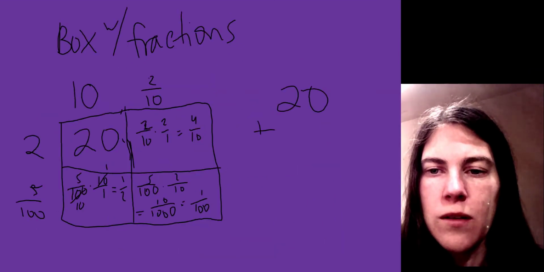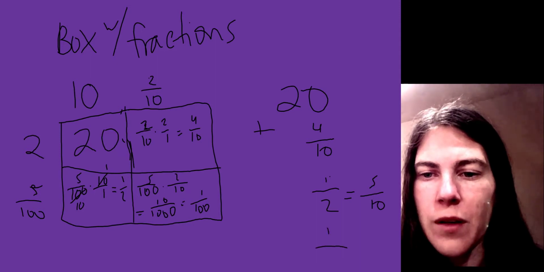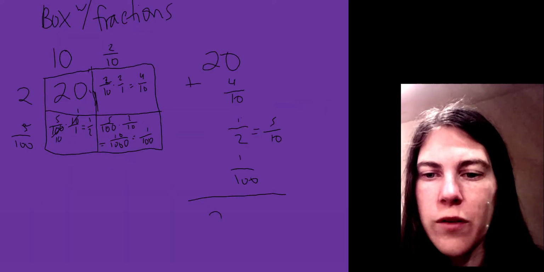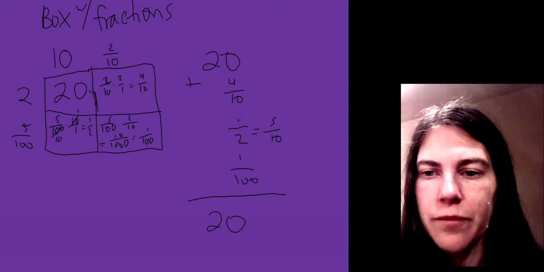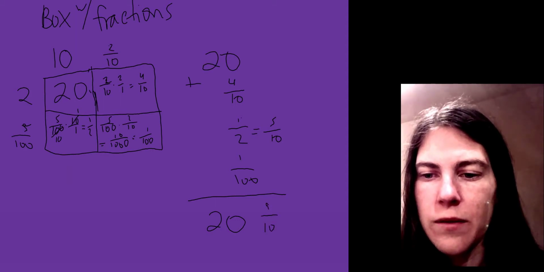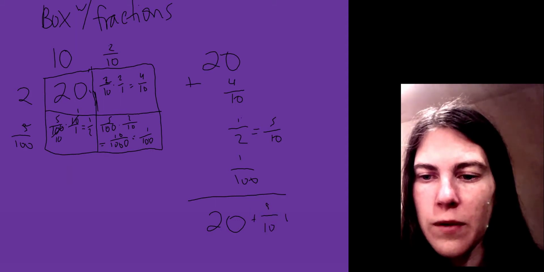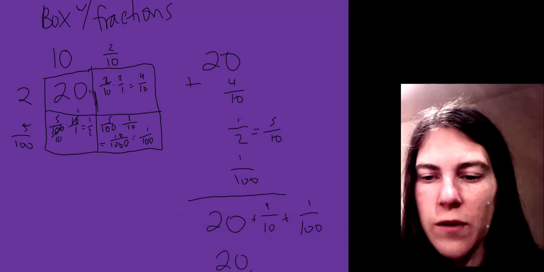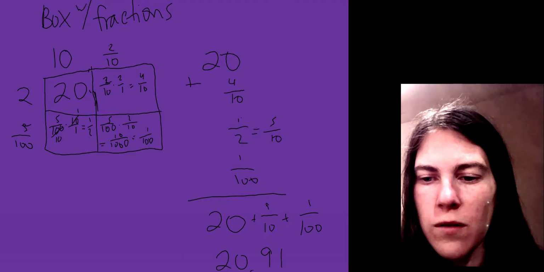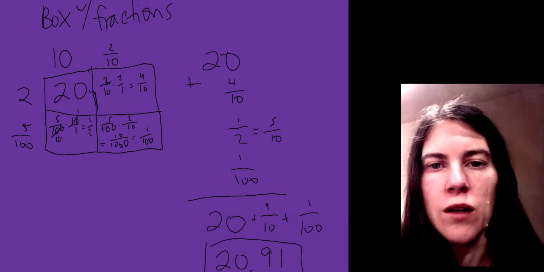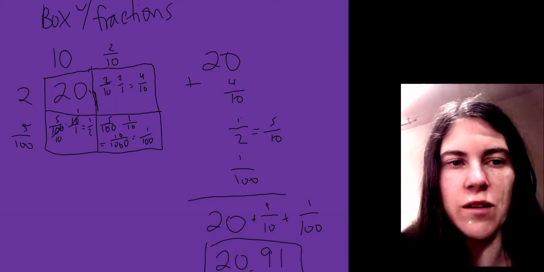20 plus 4 tenths plus 1/2, which is also called 5 tenths, and 1/100th. So we got 20 wholes, 9 tenths, and 1/100th. I want to change that back to decimal for kicks. 20.91. Same answer again. Woohoo! Now, haha, this is the really fun part.